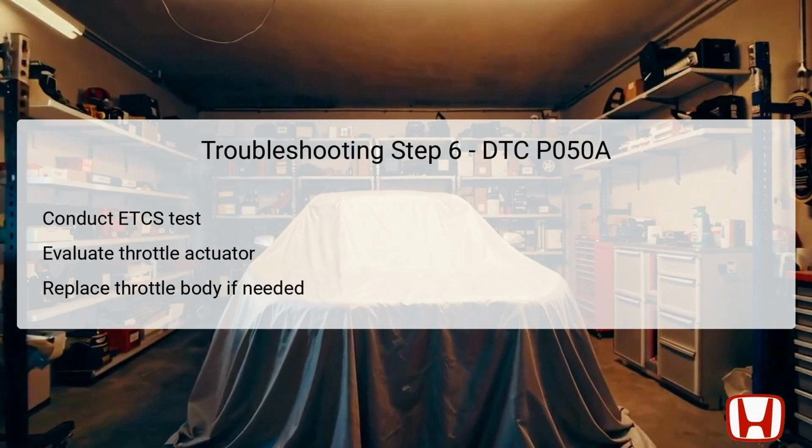Step 6 requires performing the Electronic Throttle Control System (ETCS) test using the HDS. This test determines whether the throttle actuator control valve is functioning correctly, which is crucial for regulating engine airflow during idle conditions. If the actuator is functioning normally, technicians will proceed to the next step. However, if it is not functioning correctly, the throttle body must be replaced.